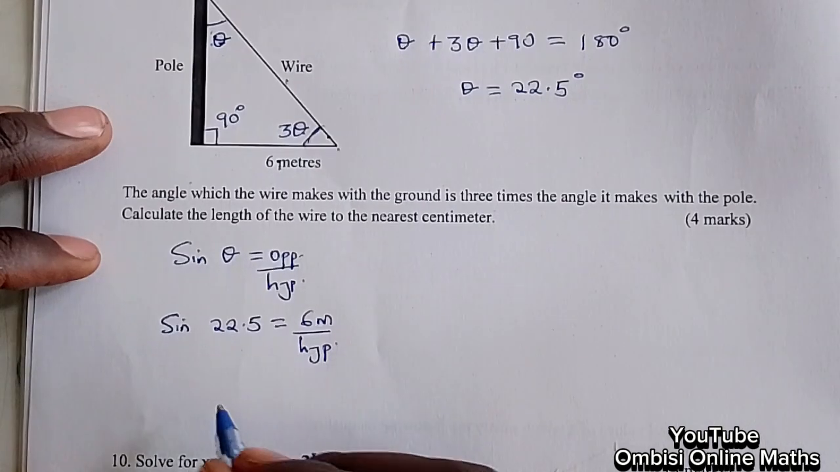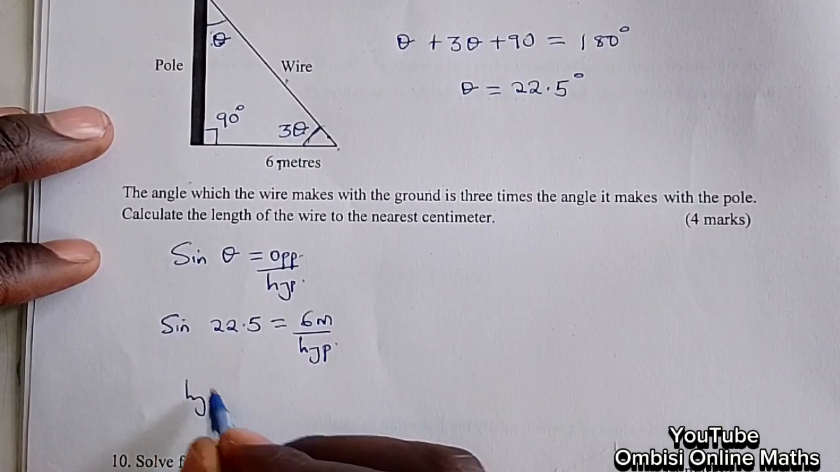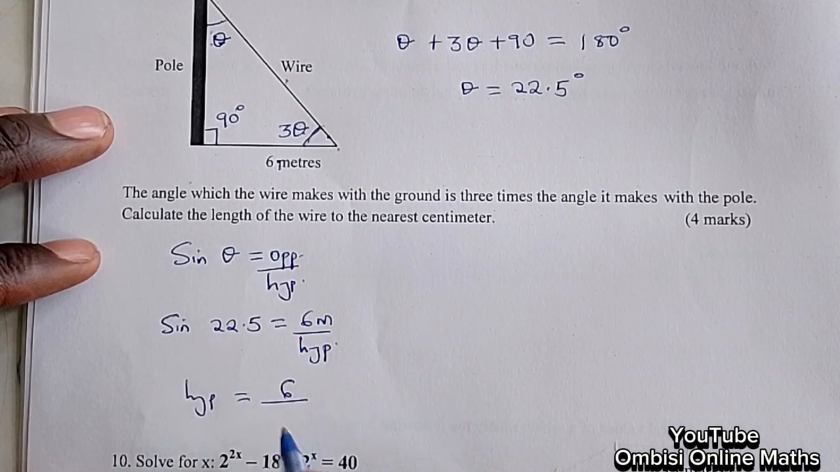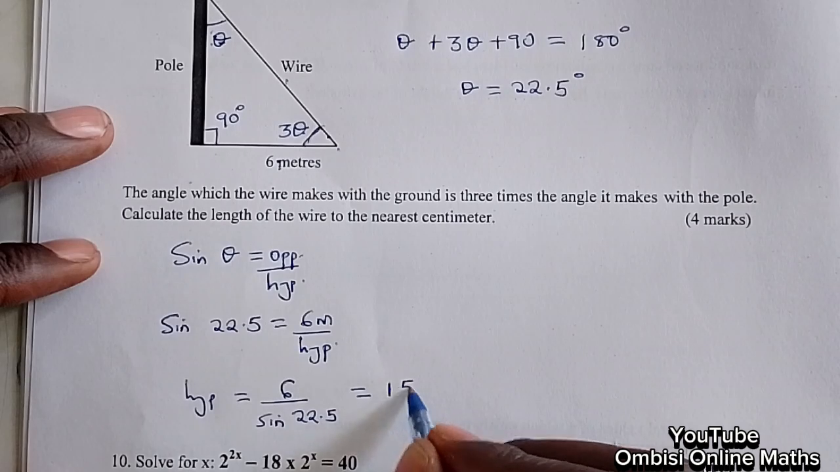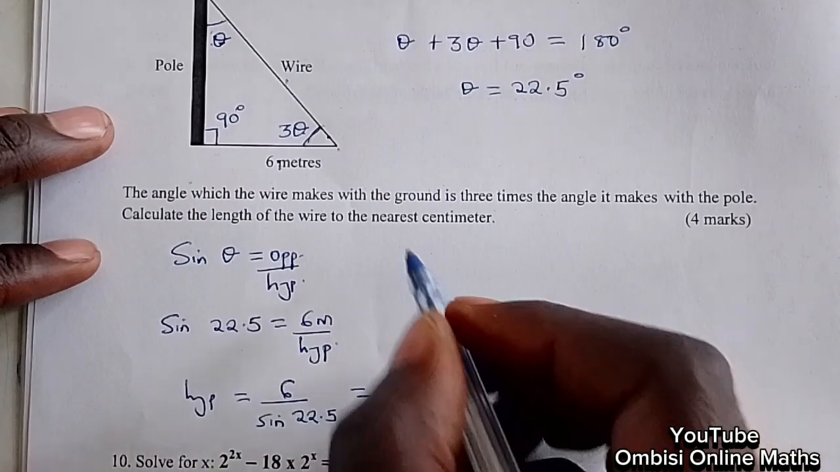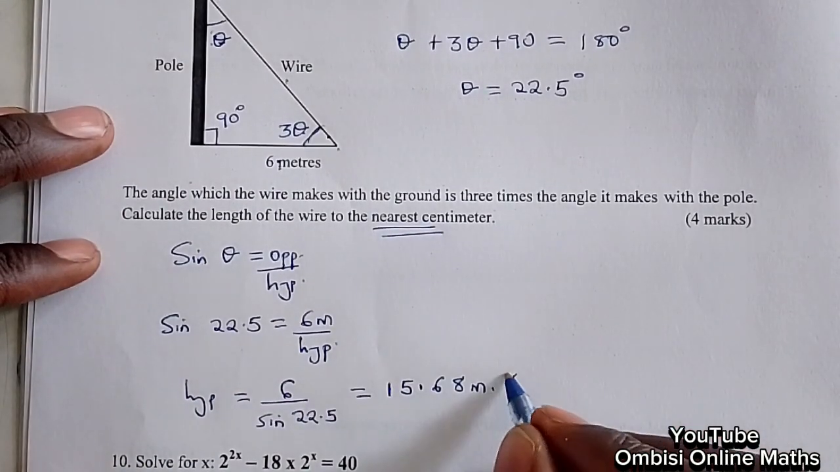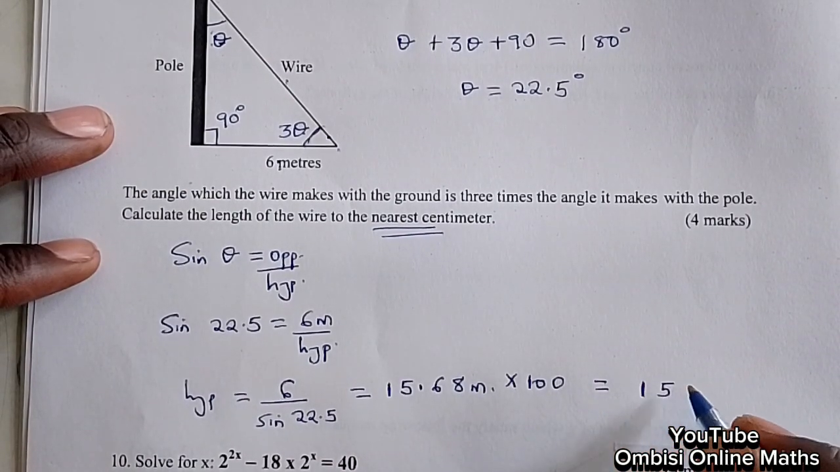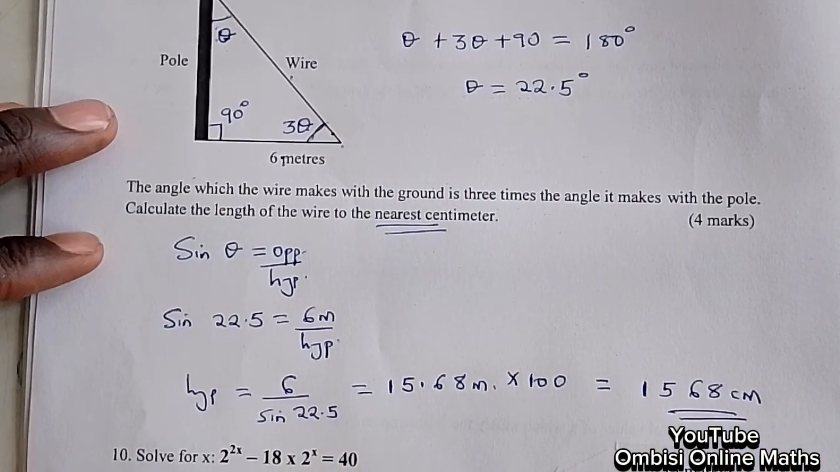And here you find that the hypotenuse is going to be 6 divided by the sine of 22.5, which translates to 15.68 meters. They want the answer to the nearest centimeter, so you multiply this one by 100 and you find that the answer in this particular case is going to be 1,568 centimeters. So that is the answer to the nearest centimeter.